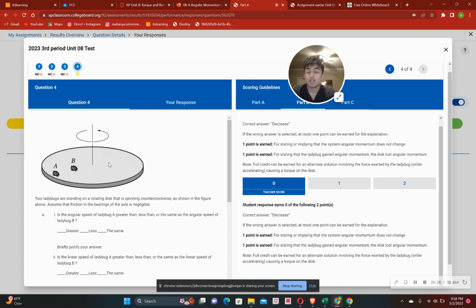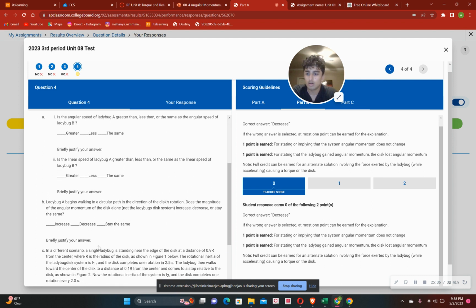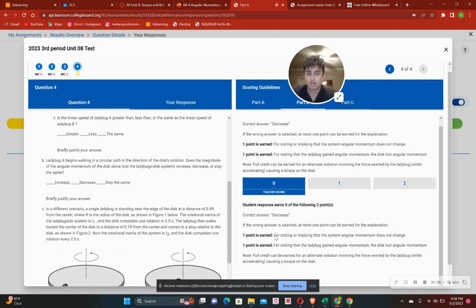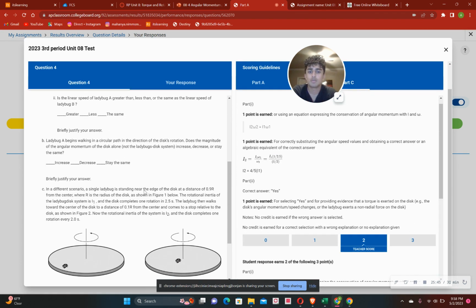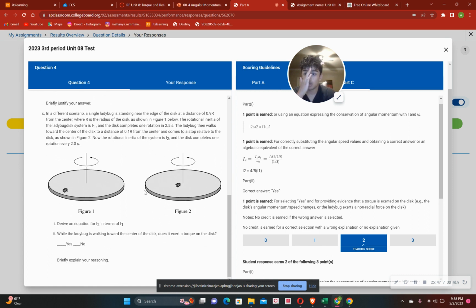So because the ladybug's momentum is increasing, the system momentum has to be conserved. So that means the disk's momentum has to decrease since the ladybug's momentum is increasing. And yeah, I got that completely wrong. And then for this one, I got 2 out of the 3.